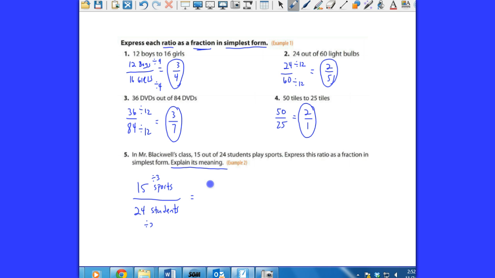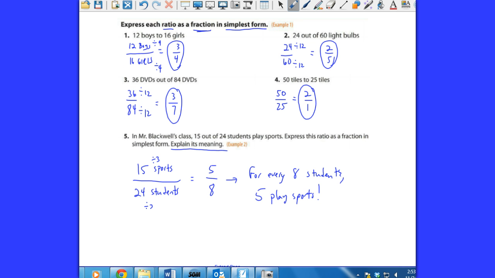15 divided by 3 is 5. And 24 divided by 3 is 8. So the meaning is this. It means for every 8 students, 5 of them play sports, which is what that means. Simply put, it's a comparison of two things using division. 5 out of 8. All right, and that gets us through number 5.